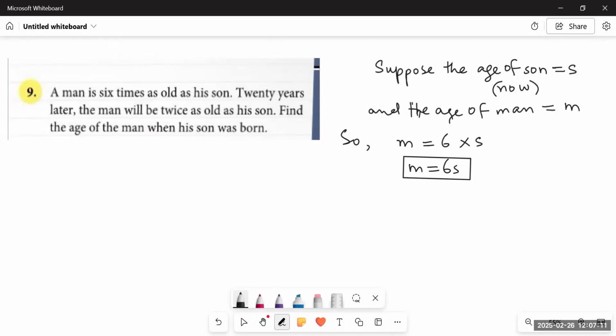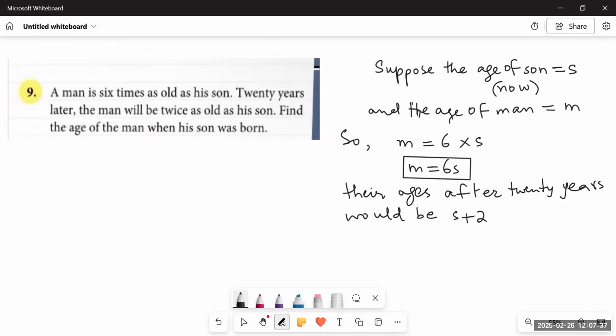20 years later, now, they are telling us the age right now as S and M. So their ages after 20 years would be S plus 20 and M plus 20, because as we grow on, the number gets added to our ages. Okay, then they're saying after 20 years, what is happening? The man will be twice as old as his son.